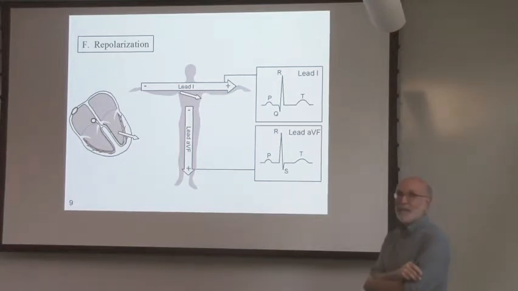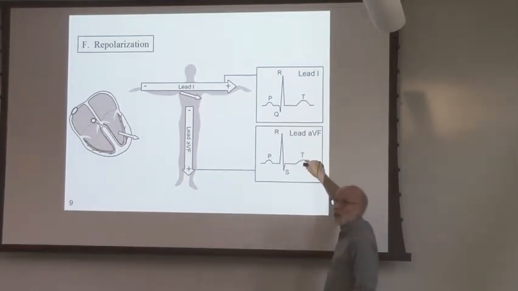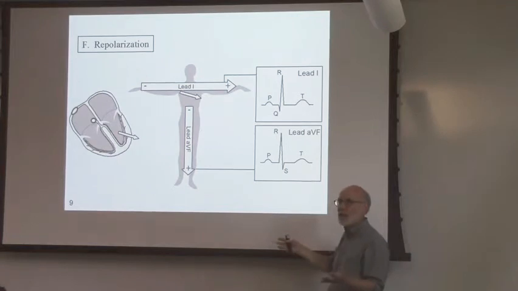Maybe slightly negative. It's hard to say. Too small to say. It's small. So even though the ventricles are big, this repolarization is small because the spread of repolarization is less well organized, less directional than the spread of depolarization.